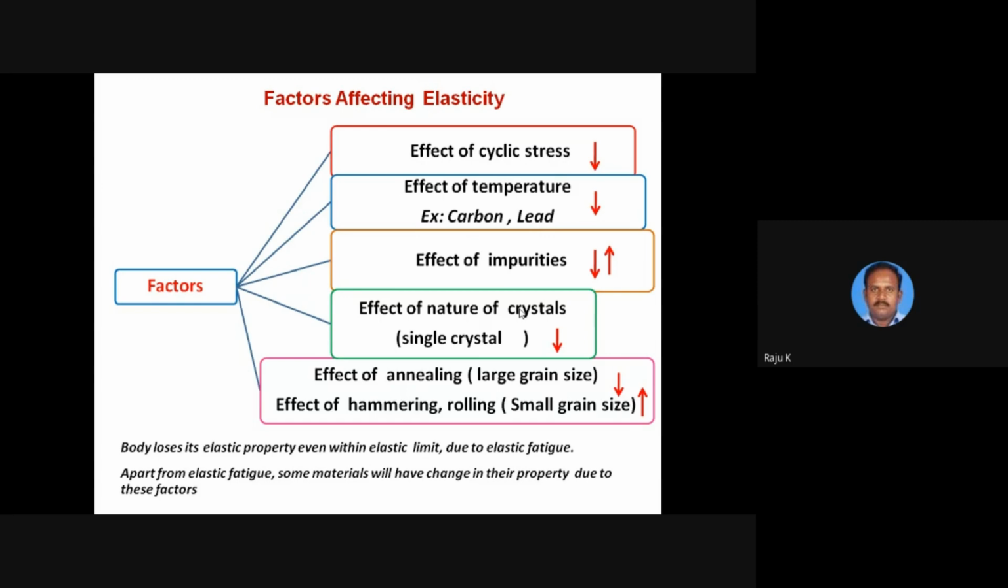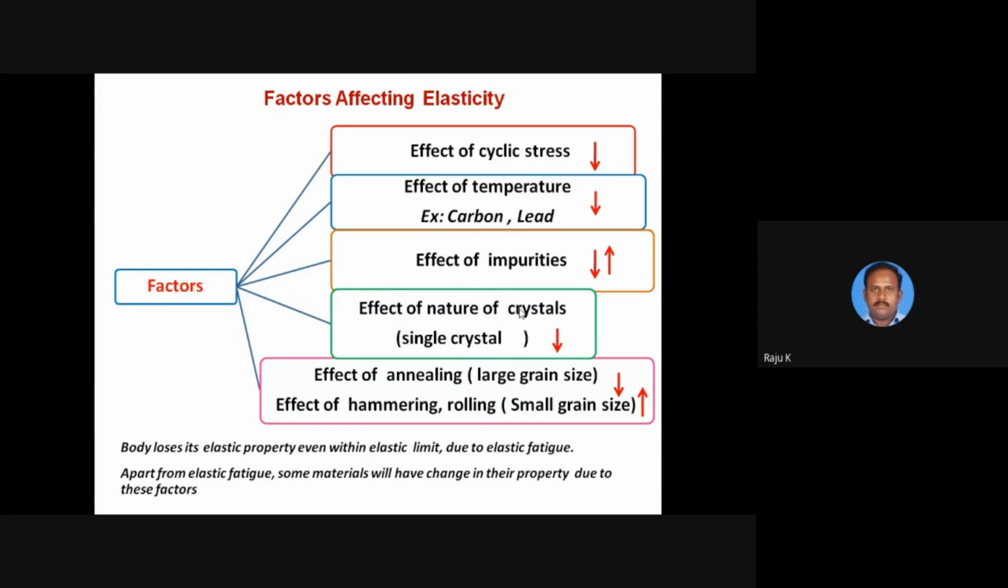And the next one is the effect of the nature of the crystal. If the crystal is a single crystal, a single crystal means it consists of only one domain within it, in which all the atoms are oriented in the same direction. Am I right? That shows a very low elastic nature, a decrease in its elasticity, because all are in the same direction. So when a force is applied, they will react in the same direction, which does not give flexibility. So there will be a decrease in the elastic nature of the material.